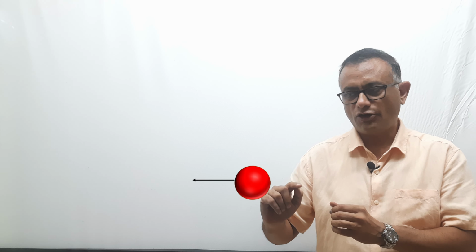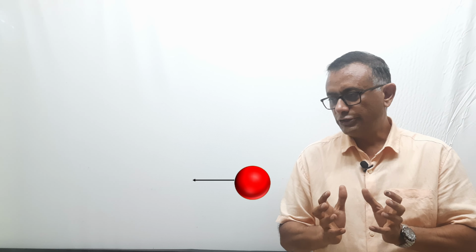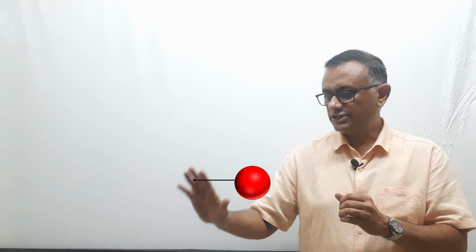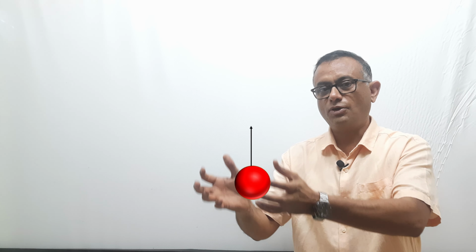Let's assume that we have a ball. And let's assume that you are applying a force in the horizontal direction. What do you think is going to happen? The ball is going to move under the influence of the force. Now let's forget this force and assume that a force is now acting in the upward direction. What is going to happen? As you rightly guessed, the ball is going to move in the upward direction.